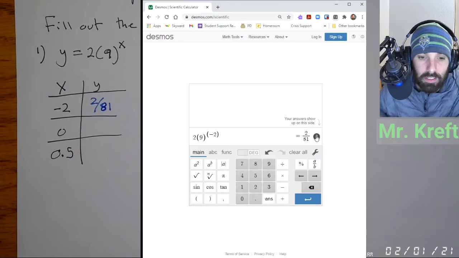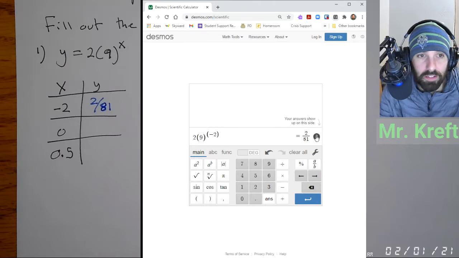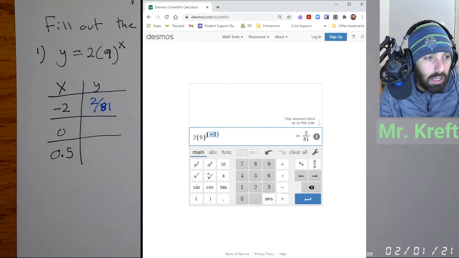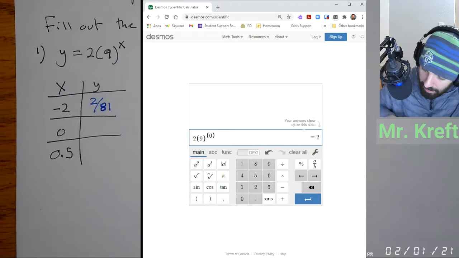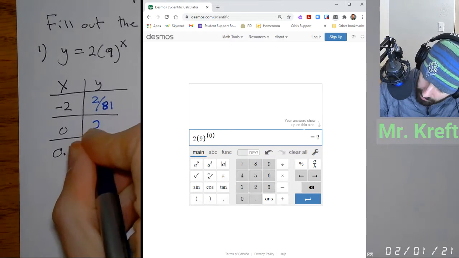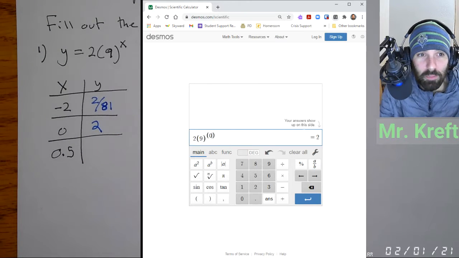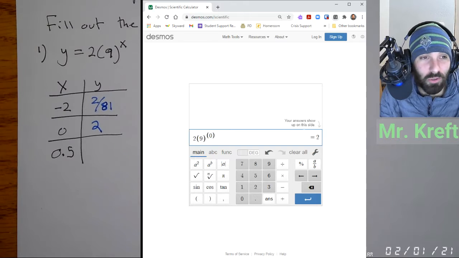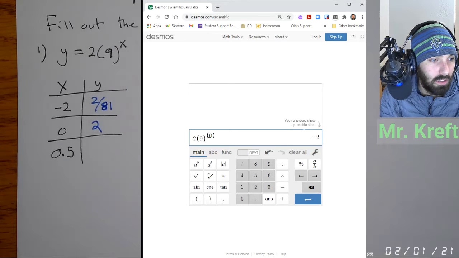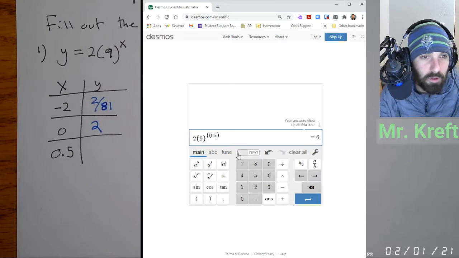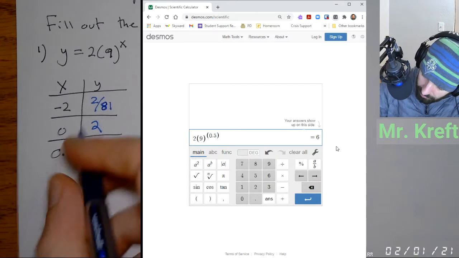Okay, like that. Then what's really cool about Desmos is that you can just go here, highlight this, and just type in your new number. Boom, and then there's my answer. It's 2. You see how technology just makes this so easy? But the problem is that we have to know how to use the technology, right? And so that's what we're going to do here. So then I'll add in a 0.5, and I get 6.